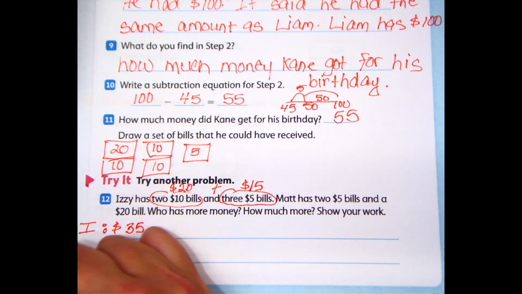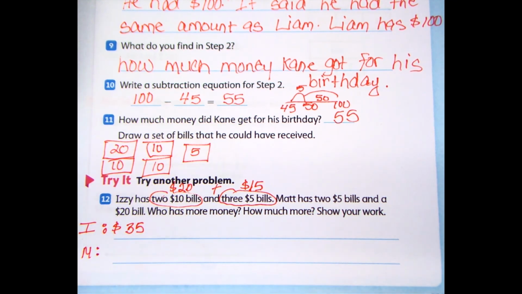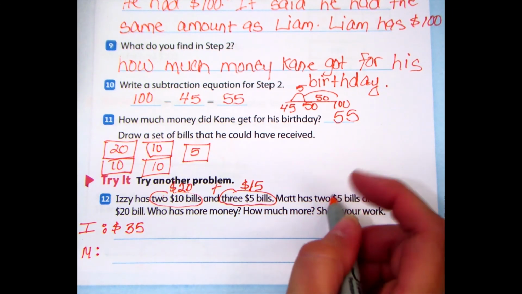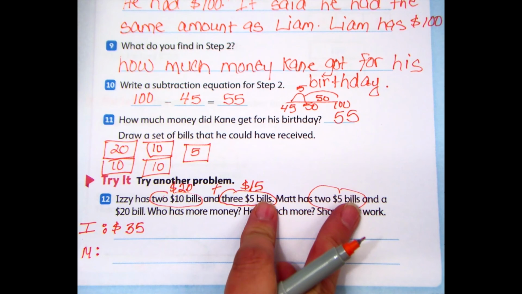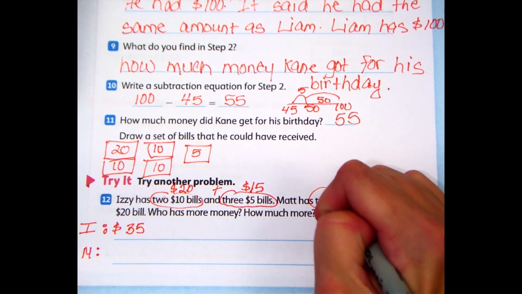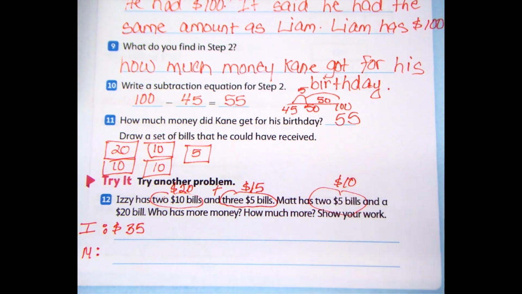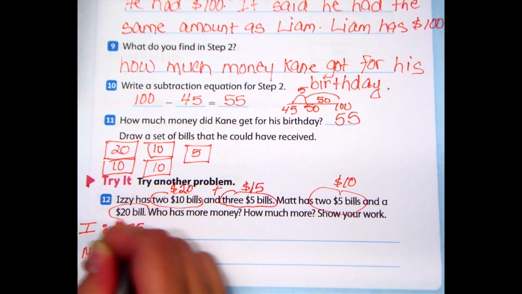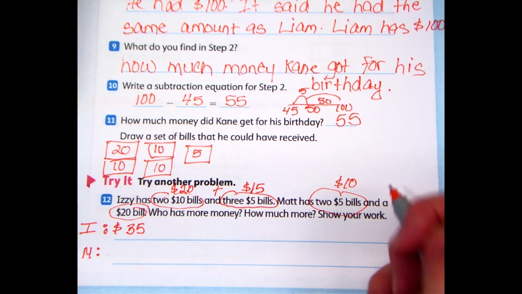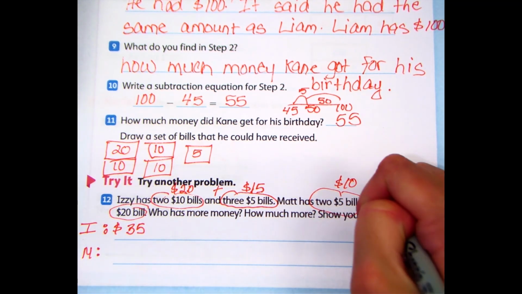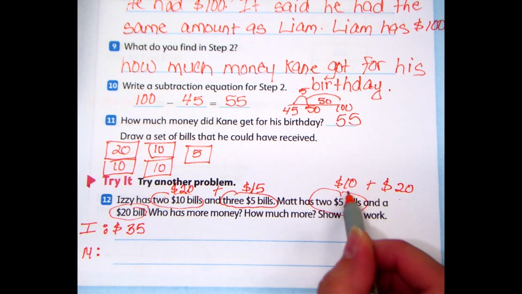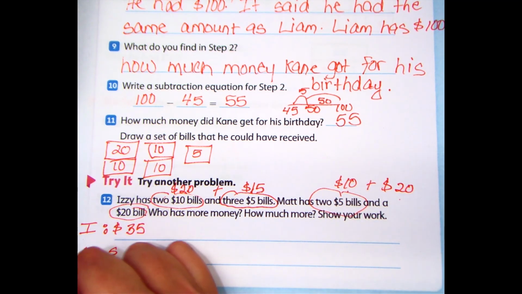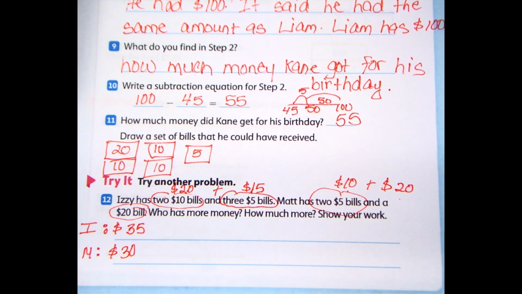Now I'm going to put an M for Matt here. Matt has 2 $5 bills. So if I'm counting by fives 2 times, that's 5, 10. So I'm going to put $10 and a $20 bill. So I'm going to move this closer to my 10. So plus a $20 bill. So that's 20, 30. So Matt has $30.